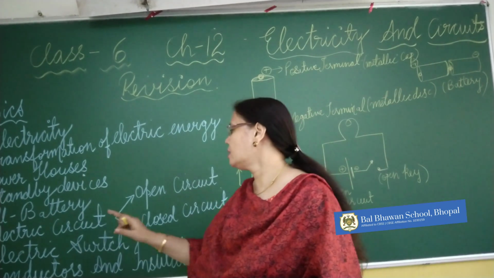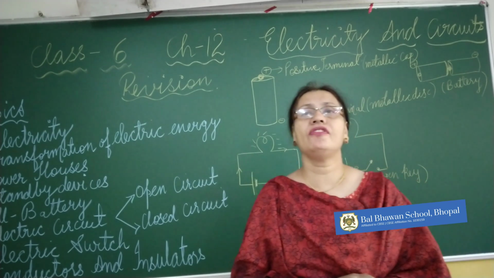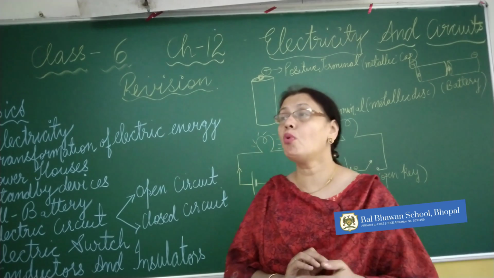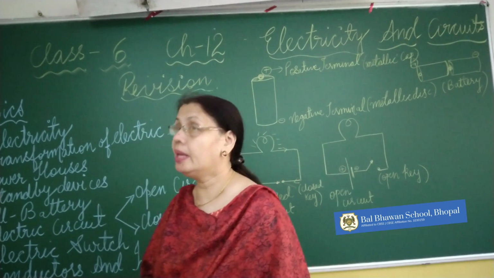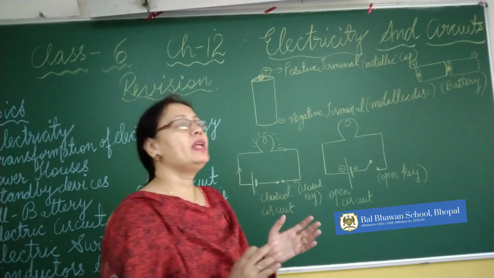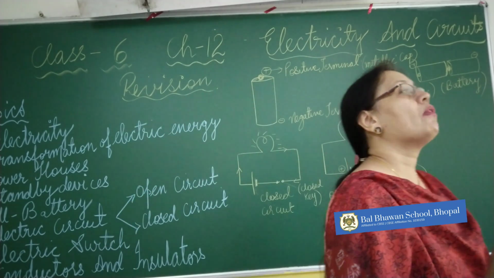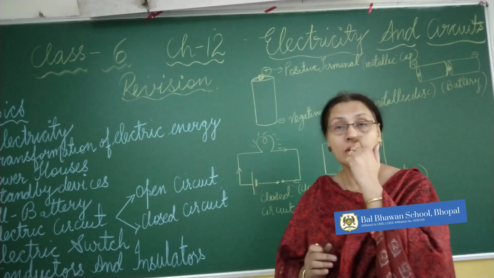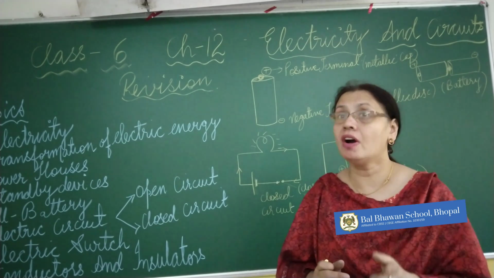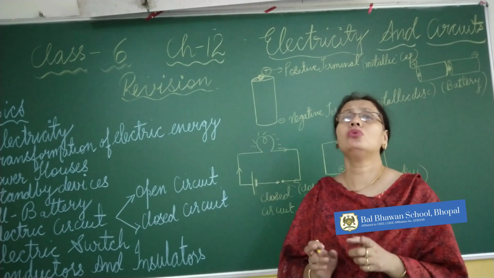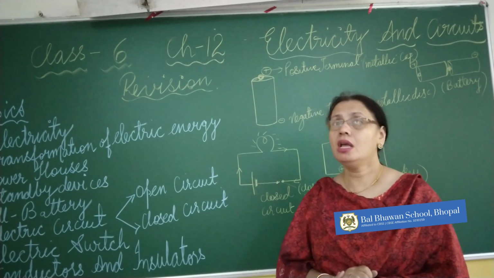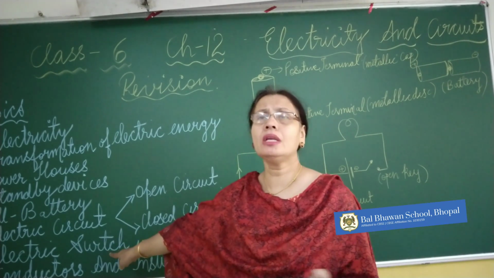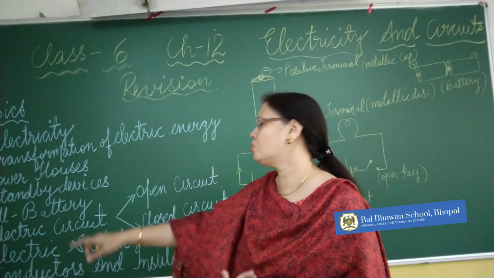Now come to the next topic, electric switch. Suppose children, in a case of a closed circuit, if the current keeps on flowing in the circuit continuously, then a condition may arise when due to the continuous flow of the current, the gadget connected to such a circuit may stop working. So there should be some device which should control the flow of current in a circuit. Such a device is known as electric switch. Yes, the common switch which you all have seen in the switchboards.